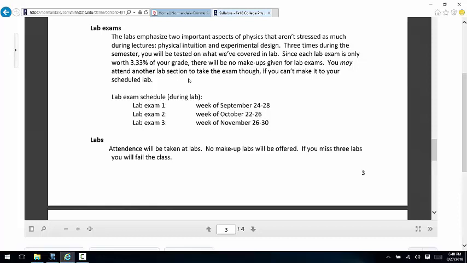And like I said before, if you can't make it to your lab, but you can make it to another lab, that's fine with me. You don't even have to tell me ahead of time. Just show up for whichever one works, and we'll check your name off when you come to lab.